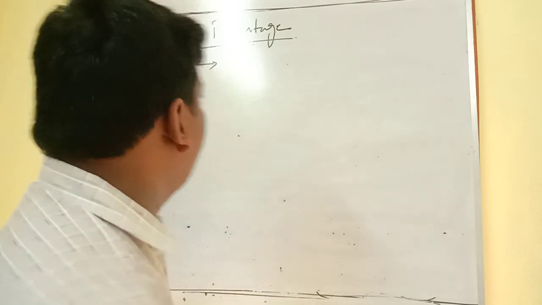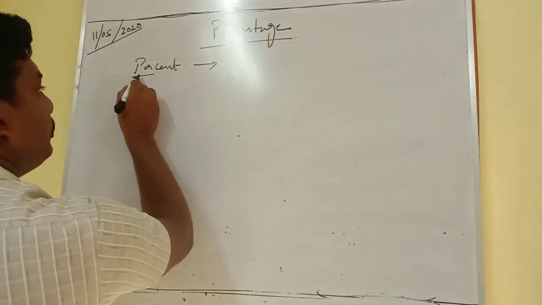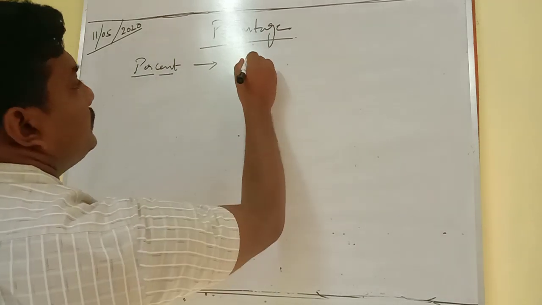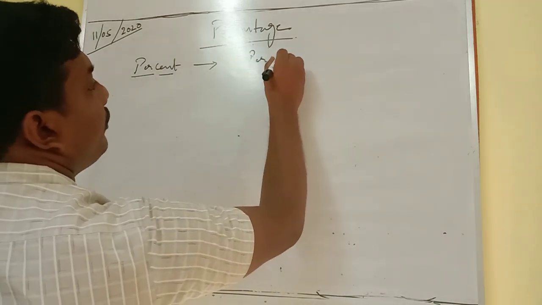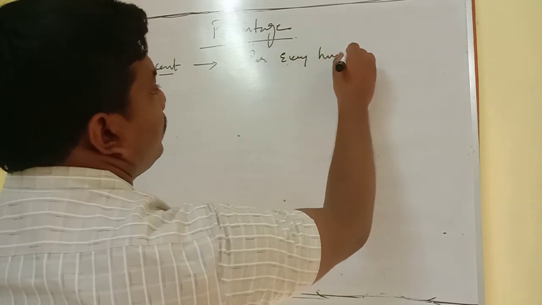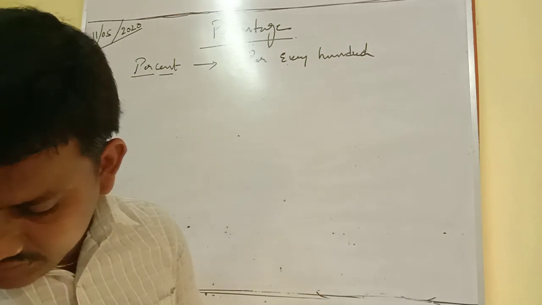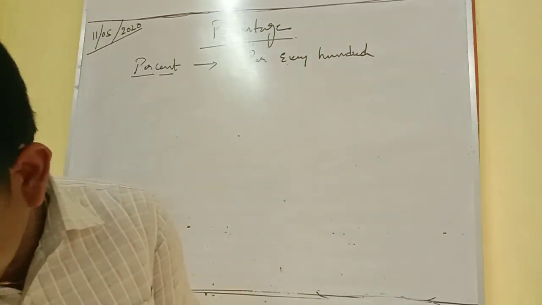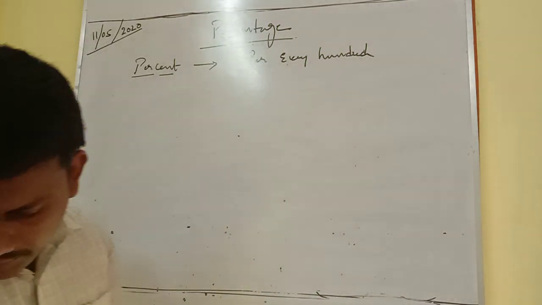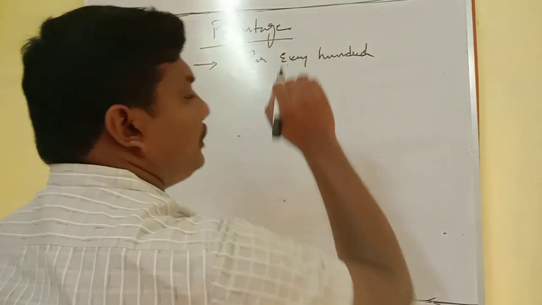Percent means per every 100. Per cent means 100. This is called per every 100. So this is called percent. So percent is nothing but per every 100. So the word percent is per every 100.